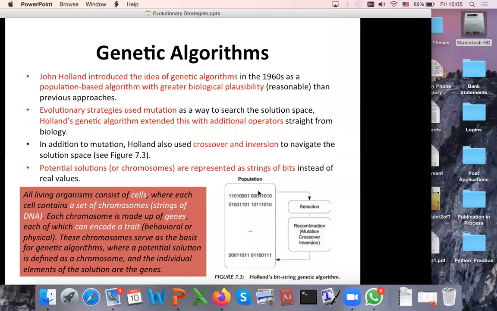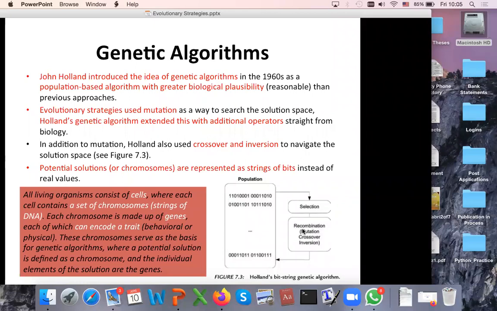From the population, the next step that John Holland has in his genetic algorithm is called selection. In selection, John Holland takes or selects some members or parents from this population, and after selection, there is another step called recombination. In recombination, we have three operators: mutation, crossover, and inversion. In this recombination operation, the parents are the members that John Holland has already selected.